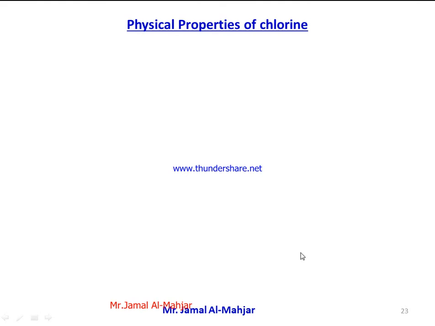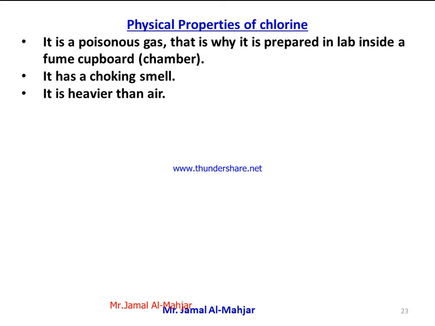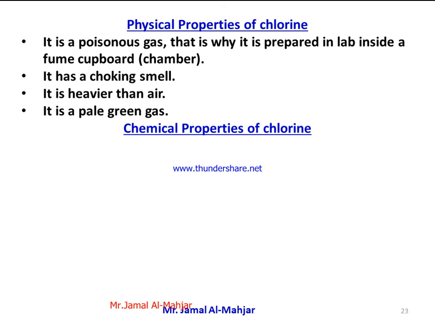What are the physical properties of chlorine? It's a poisonous gas. That's why it's prepared in the lab inside a fume chamber. It has a choking smell. It is heavier than air. It is a pale green gas. What about the chemical properties of chlorine?